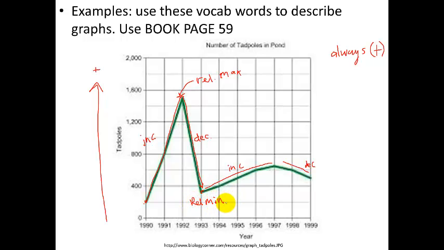And then we have one more relative max. Can you see where it is? It's not as high as this one, but this point right here is also a relative max. So relative max just means it's larger than the amount before, and it's larger than the amount after. Okay, the last thing to check is the end behavior.